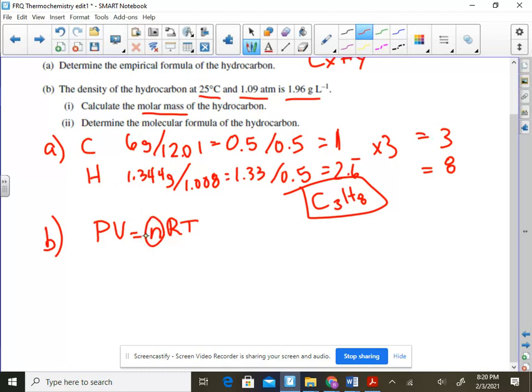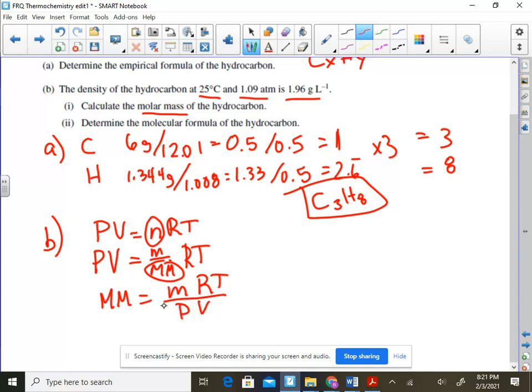We can do that if we look at moles. And so we have pressure and volume equal, instead of moles, we can do the mass in grams over the molar mass times R and T. When we do that, we can solve for that molar mass now. And so we get molar mass equals the mass times R and T over P and V. And now we have everything we need. And so let's keep going.